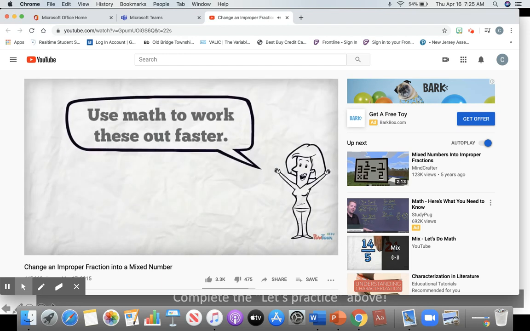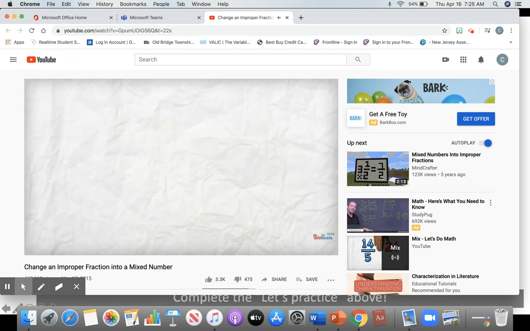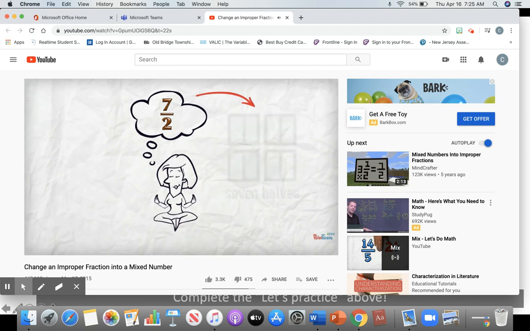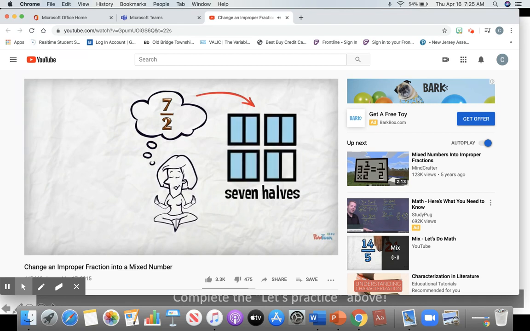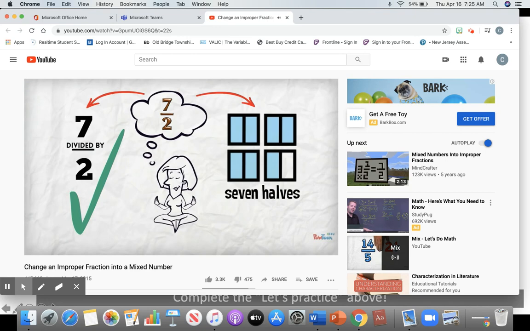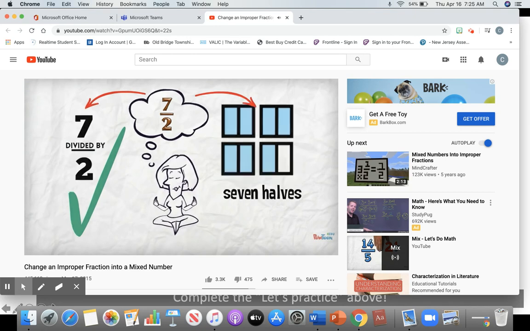We could do these problems using diagrams like I just showed you, but if we use math, we can work them out much faster. Let's think. 7/2 means 7 halves, and it also means 7 divided by 2. When we're changing an improper fraction to a mixed number, this is the fastest way to work with it.